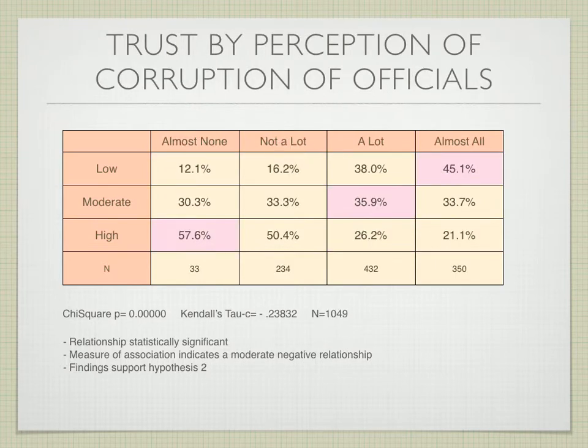The cross-tabulation for trust versus perception of corruption reveals chi-square probability value of 0.00000 and tau c value of negative 0.23832, which means that there is a moderate negative relationship between the variables and that it is statistically significant. The percentages in the table show that those who perceive there to be almost no corruption among officials are more likely to have a high level of trust in the government, whereas those who perceive there to be corruption amongst almost all officials are more likely to have a low level of trust in the government. Therefore, hypothesis 2 is correct as well.